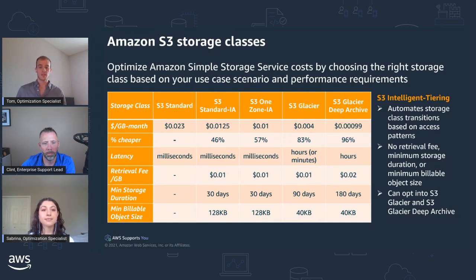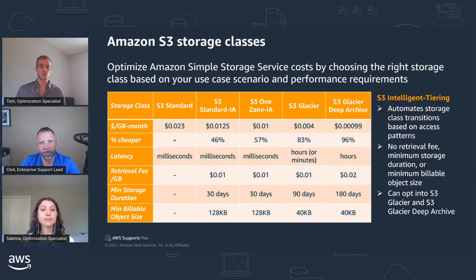The next class, S3 One Zone IA, is similar to Standard IA, except data is stored in a single availability zone and is not resilient in the event that AZ were to be destroyed. Because of the reduced resiliency, One Zone IA is 20% cheaper than Standard IA.